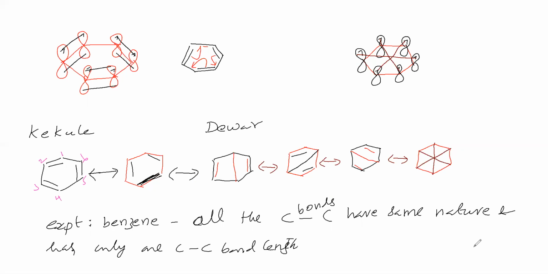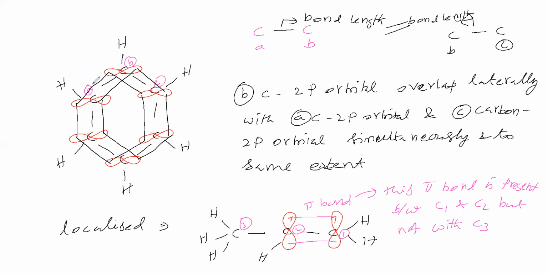But as per this structure, can you say that between A and B a pi bond is present, between B and C a pi bond is not present? Can you say? No, because this p orbital is overlapping laterally with this p orbital as well as this p orbital simultaneously and also to the same extent. Therefore, how will this pi bond be present? Is it localized or not localized? That we'll see.